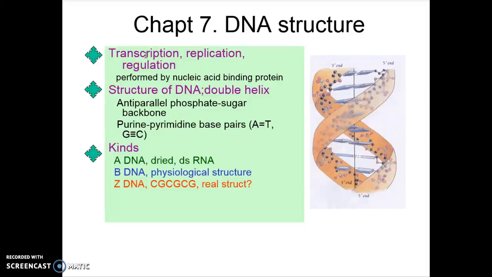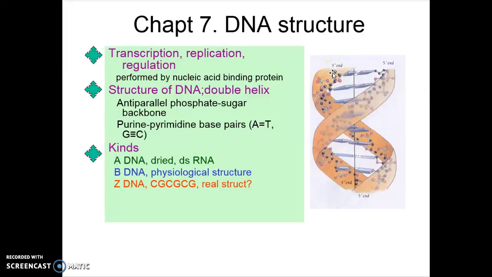DNA transcription, DNA replication, and the regulation of gene expression all depend upon the recognition of DNA by proteins. We need to understand the structure of the double-stranded base-paired helical DNA molecule on its own in order to see what possibilities it offers for the recognition of specific sequences by proteins.